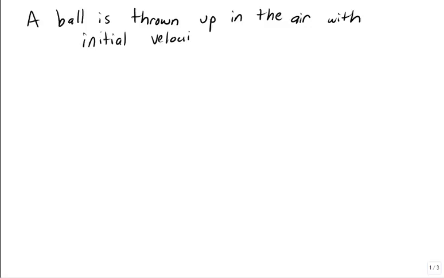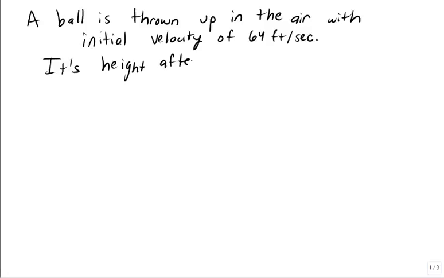A ball is thrown up vertically in the air, so it's thrown straight up with initial velocity, that means when it starts, 64 feet per second. Its height after t seconds is this. Okay. What is the maximum height?